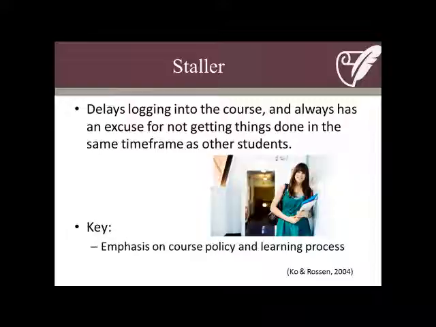The challenge here is that the staller can dig themselves into a hole that they can't get back out of, that they can get so far behind that it's not possible for them to learn the material or to effectively catch up in the course. The emphasis here is really to talk about the course policy and why the course policy is essential for ensuring that they can adequately learn the material in the course.